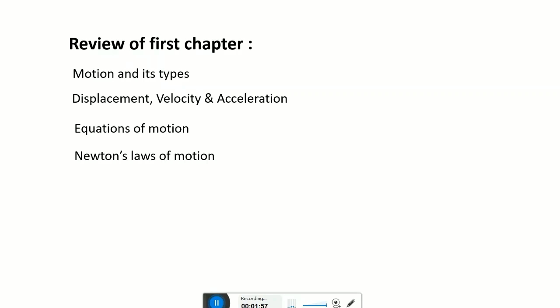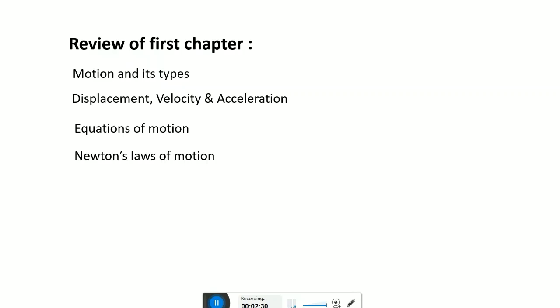Then Newton's laws of motion. Newton's first law states that every inanimate body continues in its state of rest or of uniform motion in a straight line unless it is acted upon by some external force to change that state. Or simply, we can say that when no force acts on a body, the acceleration of the body is zero.